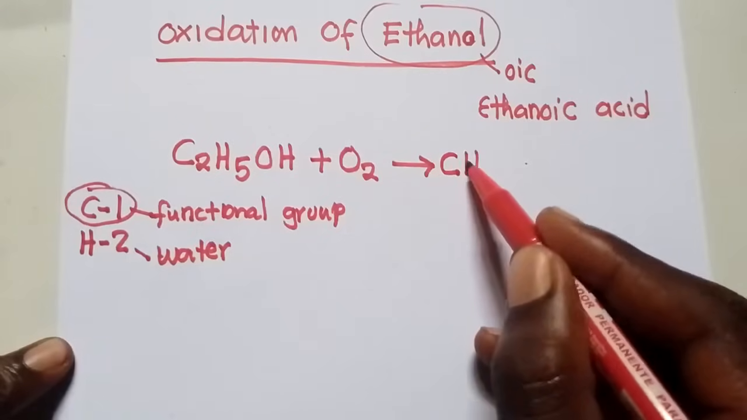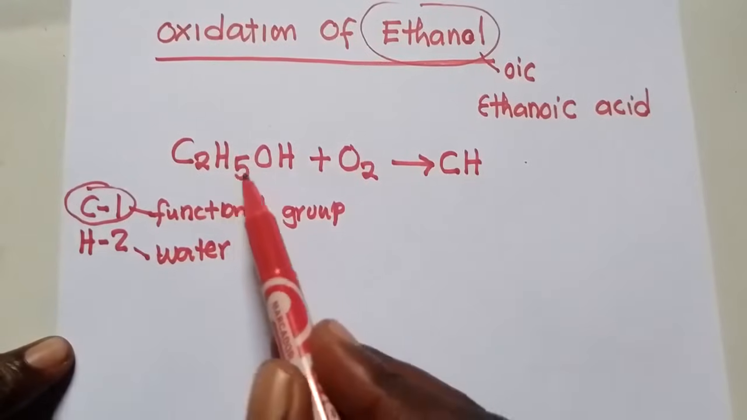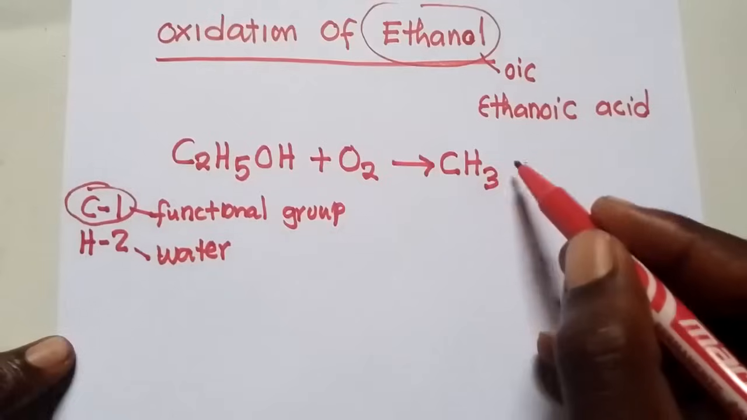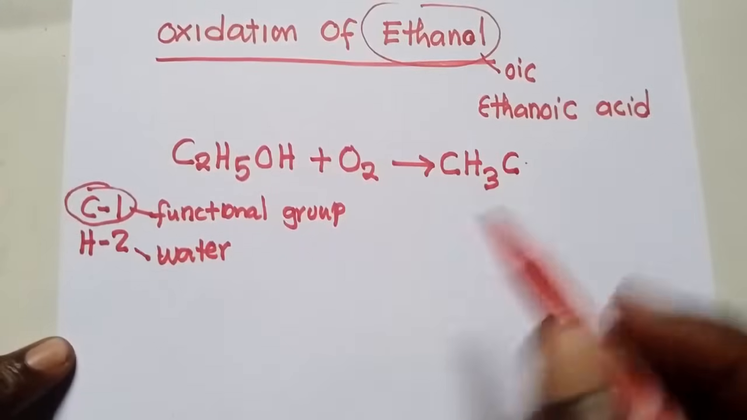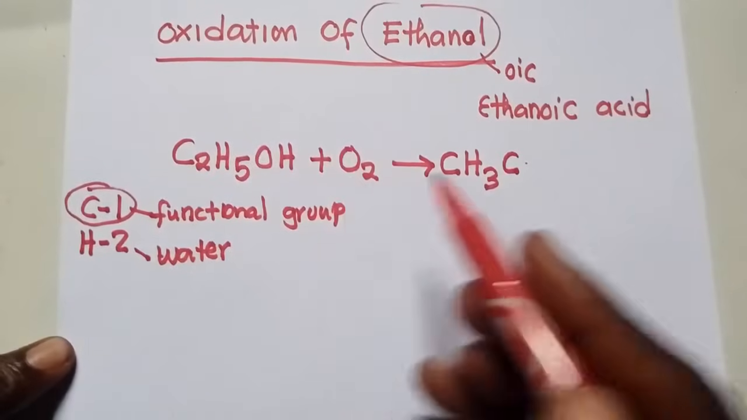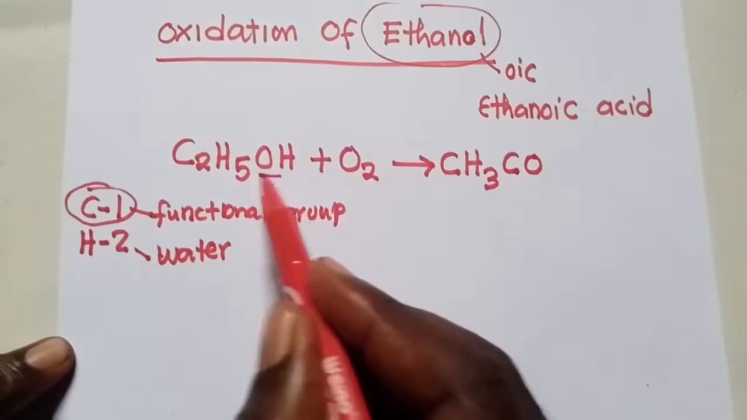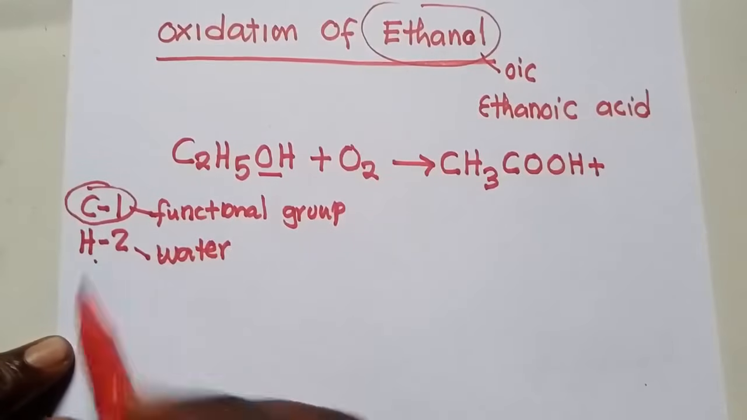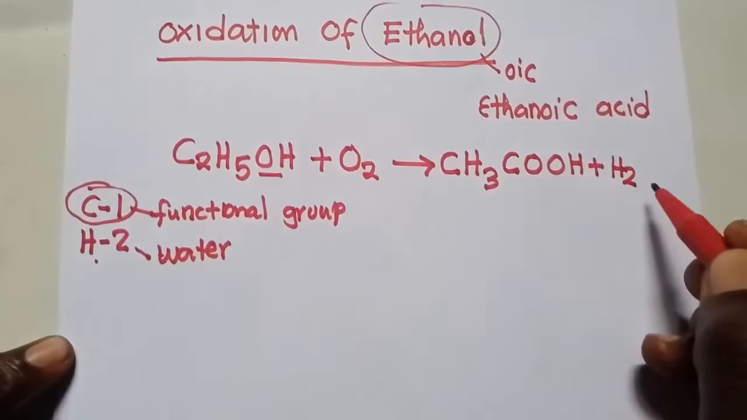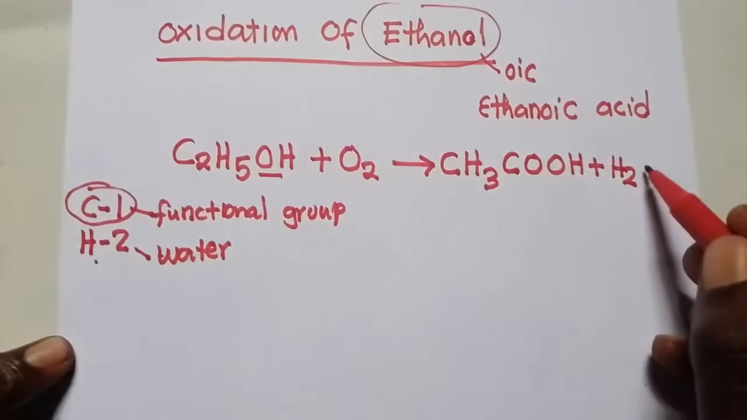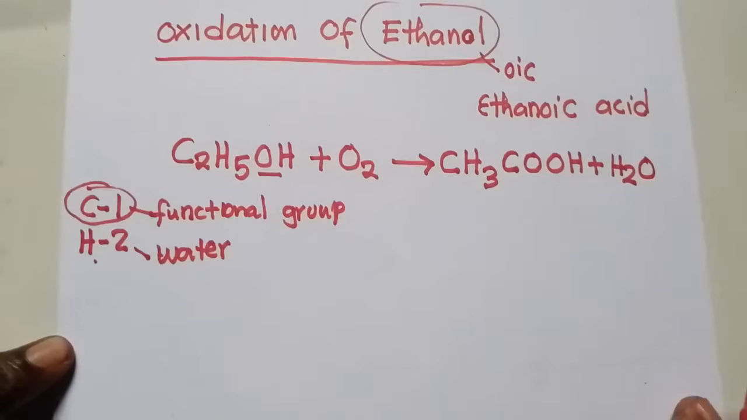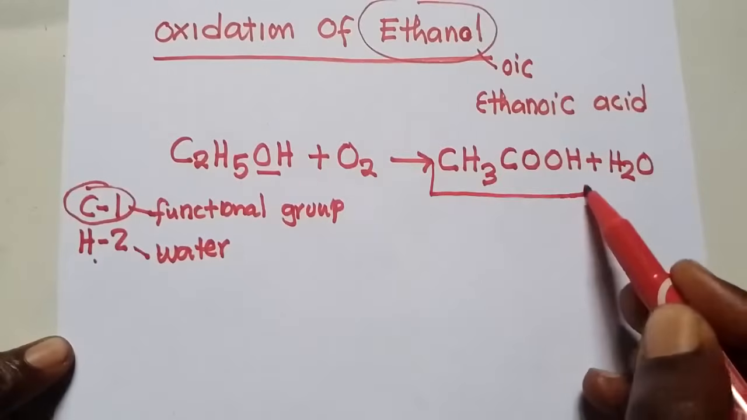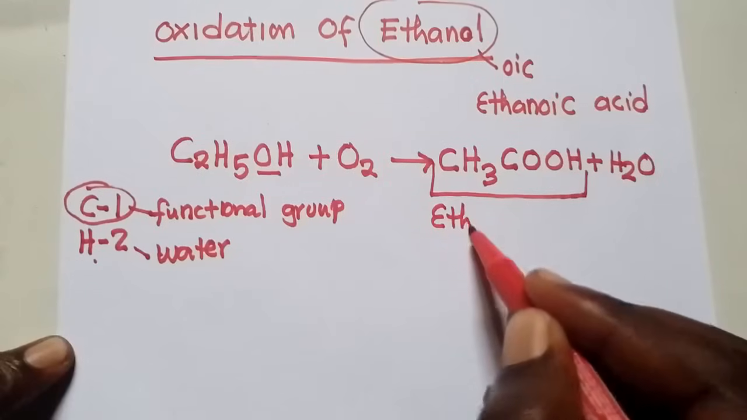Then I say H. How many atoms of hydrogen? Two. So I'm going to remain with three. Then this one that dropped comes here. It forms a functional group. See? Then here, oxygen, I get one, so I'm going to have one there. Then I put this one here, OH. Then I say plus H2O. Then the O here, I got one, so I remain with one, I bring it here. Water has been produced. So this compound which is here is what we are calling ethanoic acid.